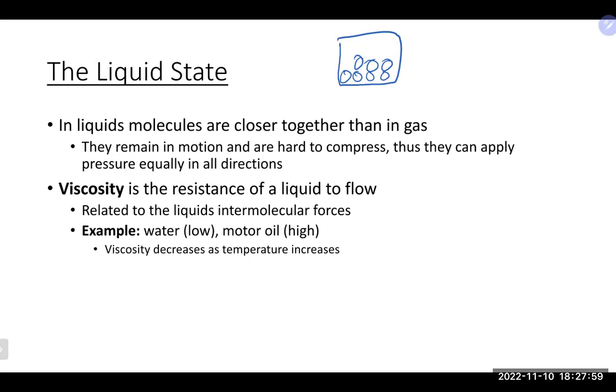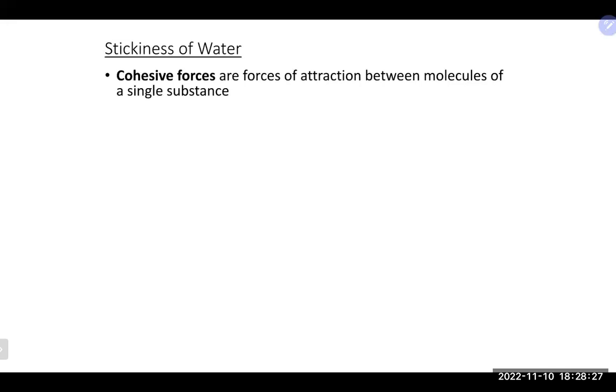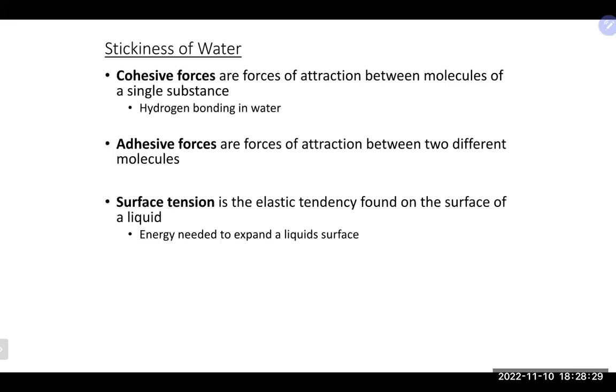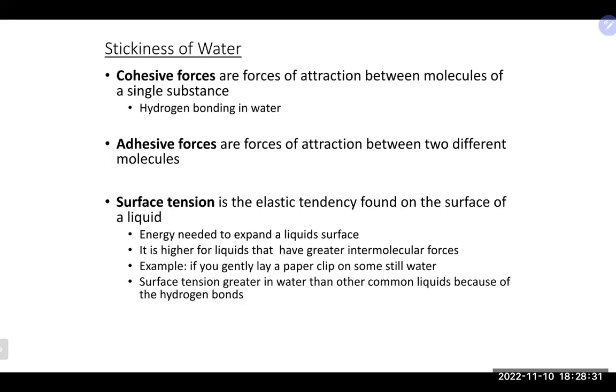They're hard to compress. Viscosity is the resistance of a liquid to flow. It is related to intermolecular forces. So water has a low viscosity, motor oil has a high viscosity, and viscosity does decrease as temperature increases. As you put more temperature in there, you put in more energy, and that gives everybody a little bit more movement, and it's able to pass each other a little bit more and would flow a little bit better as well. Let's talk about some important forces that we do see in something like water.